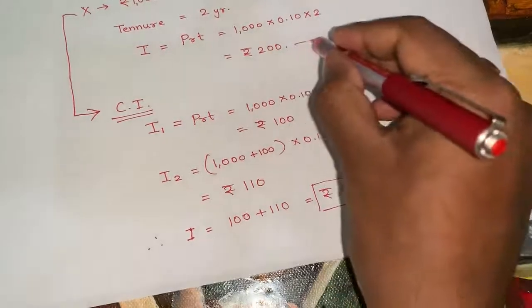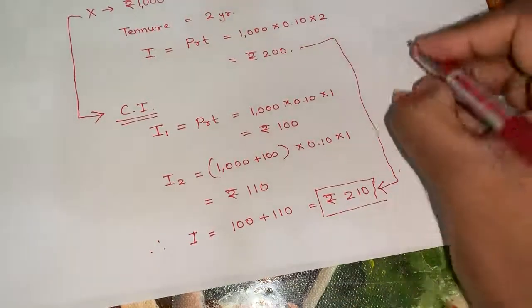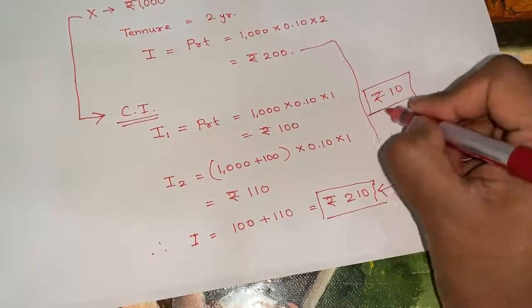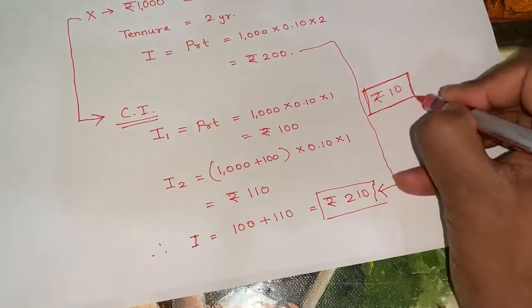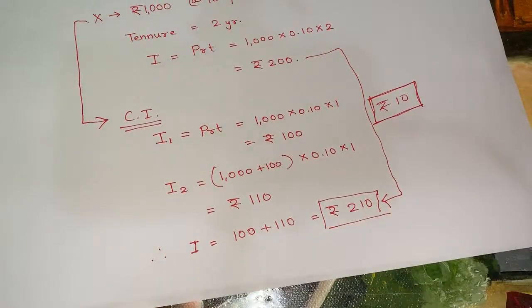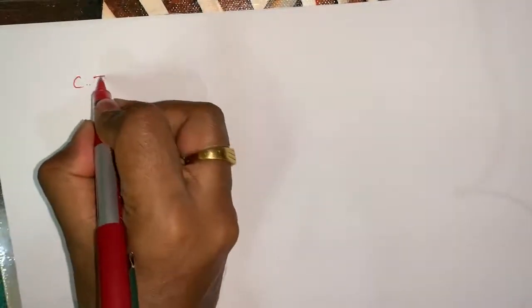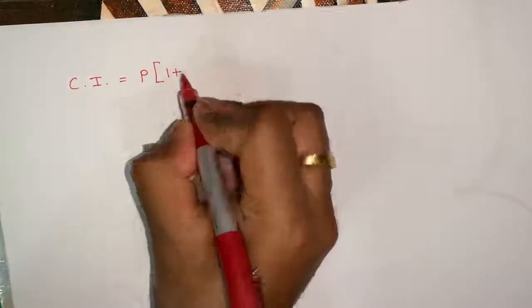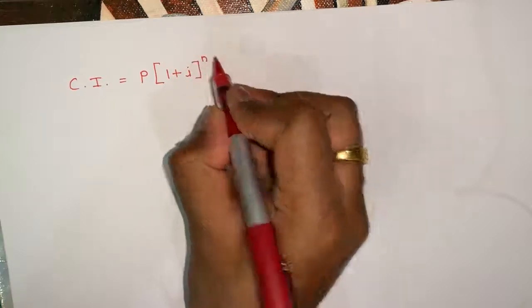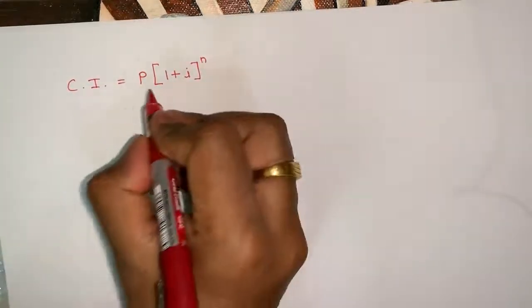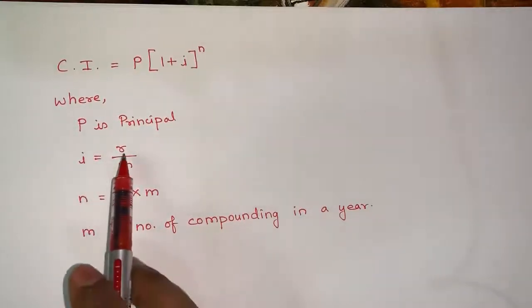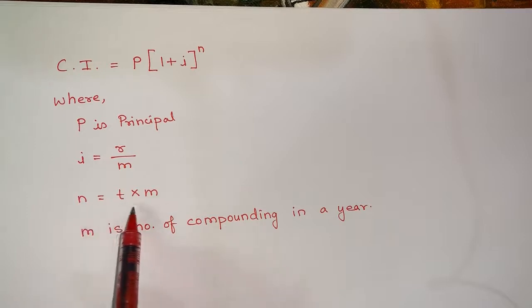Hence in the second case the difference of rupees 10 is observed in the interest, and this difference is only due to compounding of interest, which means that we are charging interest on interest. Therefore the formula for compound interest is P(1 + i)^n, where P stands for principal. So i equals R by M, n equals T multiplied by M.